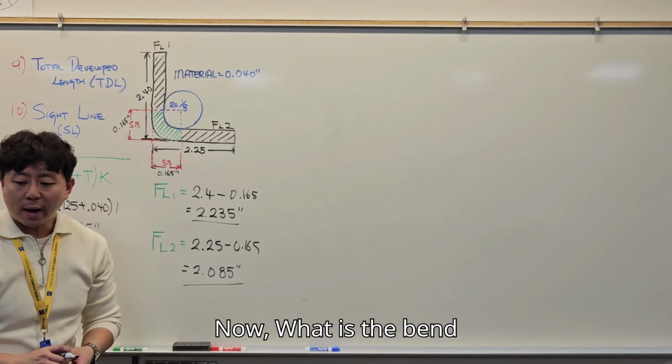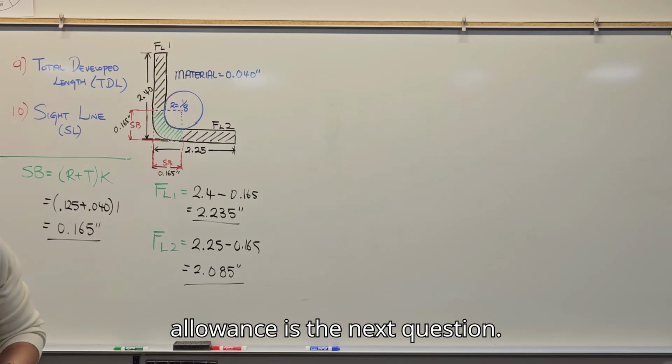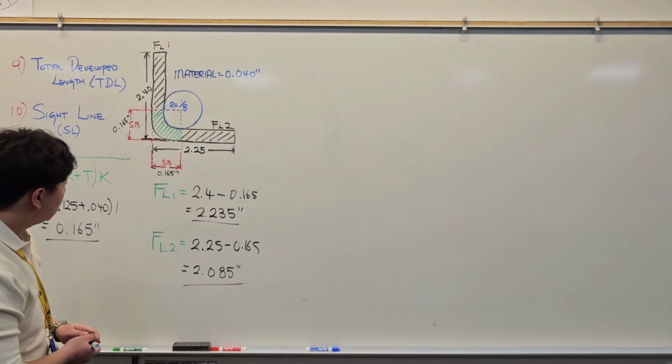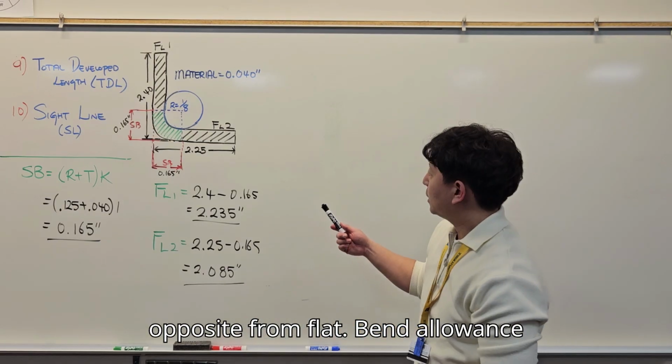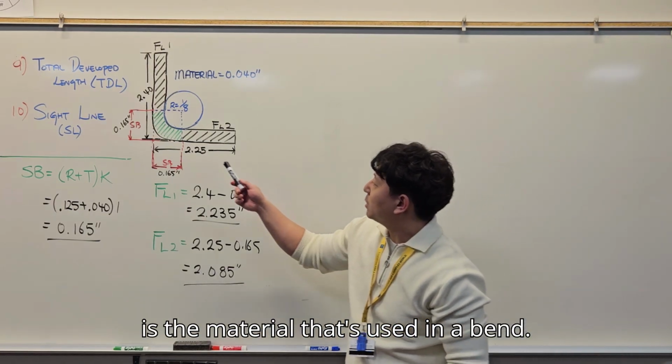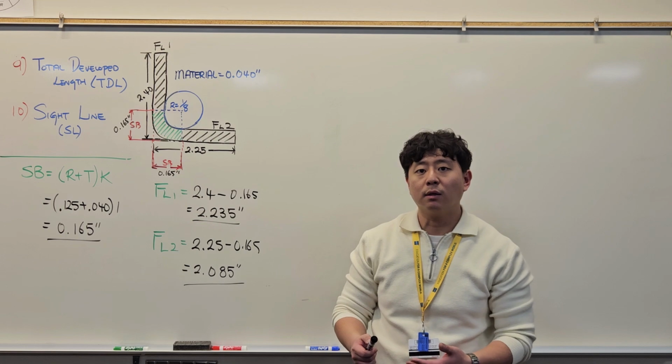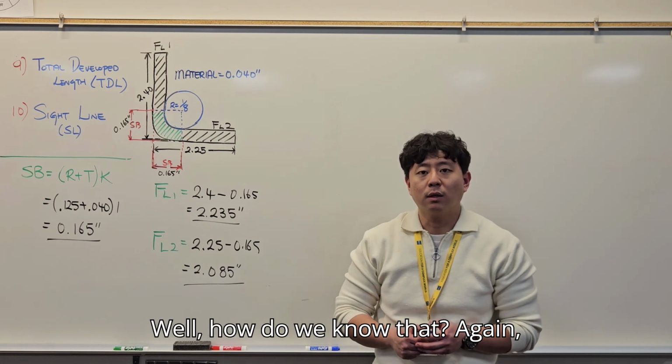Now, what is the bend allowance is the next question. What is the bend allowance? Well, it's opposite from flat. Bend allowance is the material that's used in a bend. Well, how do we know that?